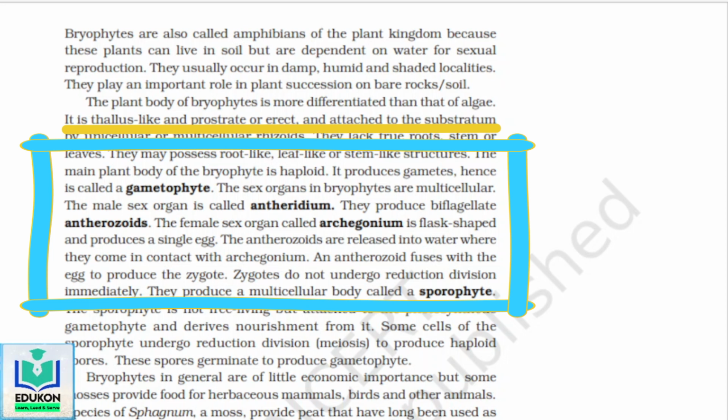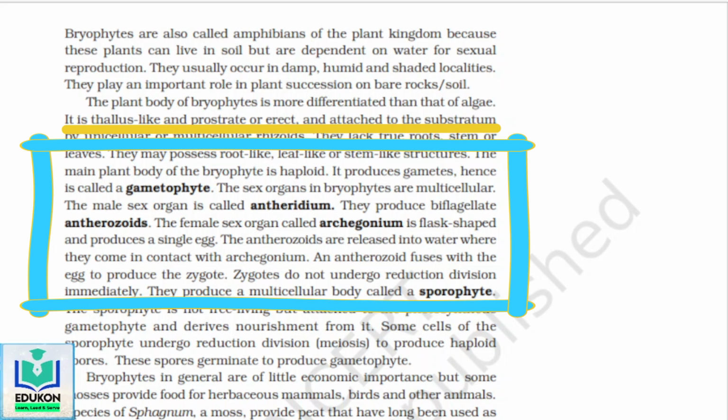Here the antherozoids during sexual reproduction are released into water, where they come in contact with the archegonium. So here water plays an important role in sexual reproduction. An antherozoid fuses with the egg to produce the zygote.